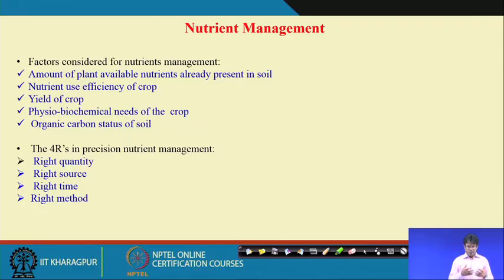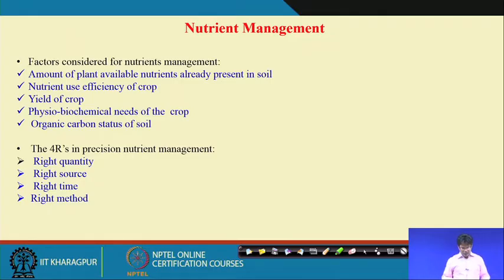Then the nutrient use efficiency of the crop is crop specific, and depends upon the yield of the crop, how much yield you are targeting. The efficiency of the crops means the nutrient may be lost due to several processes as we discussed earlier, maybe nitrogen leaching, volatilization, denitrification losses. So, how much is lost indicates the use efficiency of the crop, that also depends upon the method of application, how you are applying the nutrient.